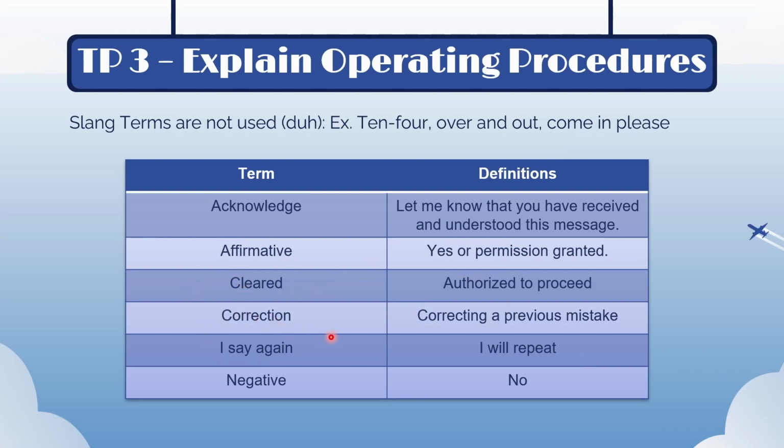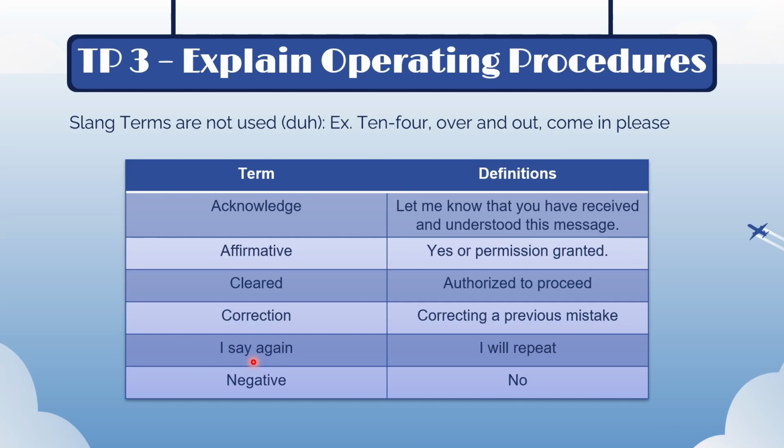Correction. Correction is basically correcting a previous mistake. So it's used like this. Maybe you say you're cleared to land on runway 23. Correction, runway 25. So after you say something wrong, you say correction and then you say the correct thing.